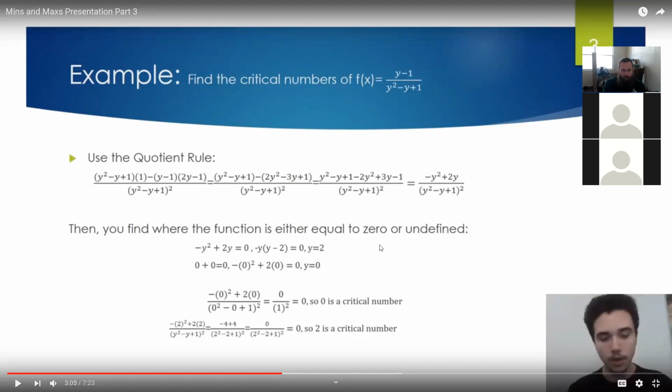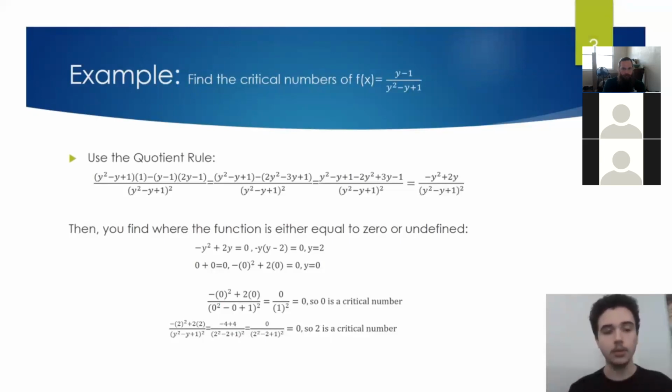But Kevin's correct that the only critical numbers here come from the top being 0, and we can get that by factoring. You factor a y, or you can factor a negative y, that's fine. And you get negative y times (y minus 2). So 0 and 2 are both critical numbers.